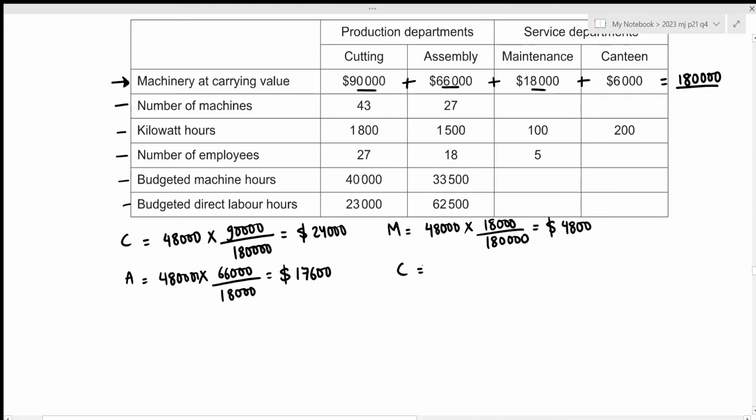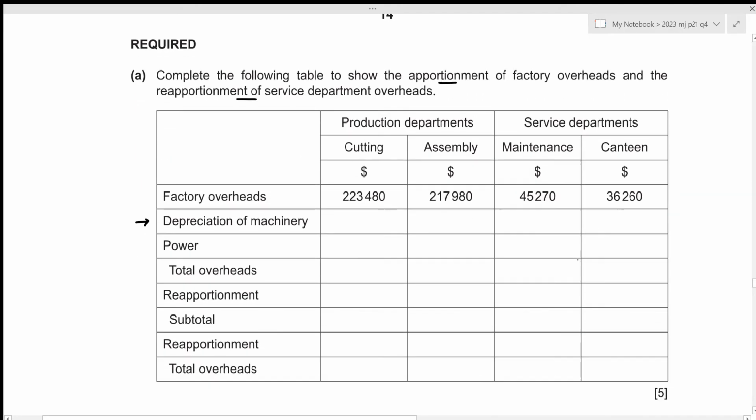Now for canteen department, that's going to be 48,000 multiplied by 6,000 divided by 180,000. And this results in the value of 1,600. So let's write down these 4 values in our table below. For cutting, it was 24,000. For assembly, we figured it out to be 17,600. For maintenance, it was 4,800. And for canteen, it was 1,600.